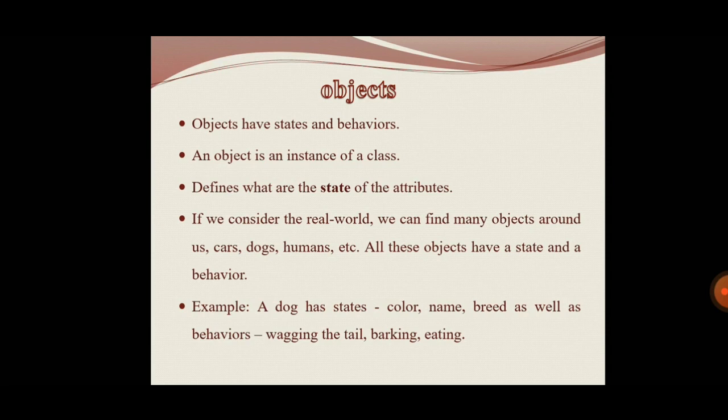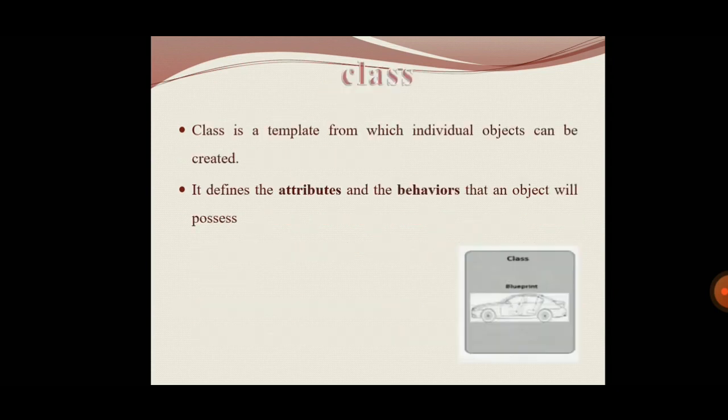So for example, if you consider a dog, the state is the name, breed, color, and the behavior is barking, eating, running, moving the tail. Okay, these are the behaviors. Like that, each and every object has its own state as well as behavior. Okay. Next is the class.